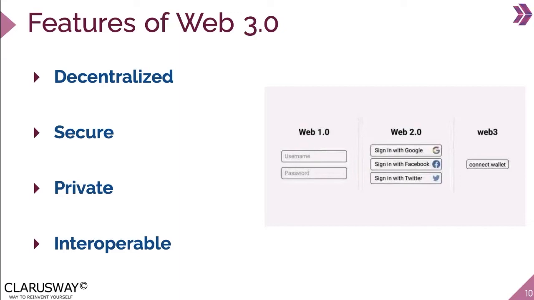Also, privacy is going to be one of the most important issues of it. Right now in Web 2, with centralized companies and applications, privacy has become an important issue and actually a problem. And with Web 3, we're hoping to solve this issue.